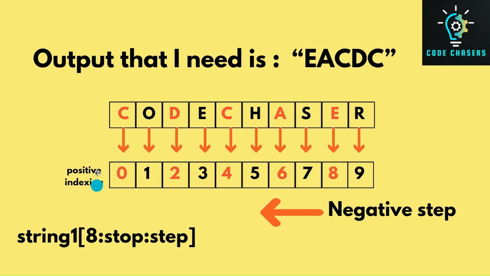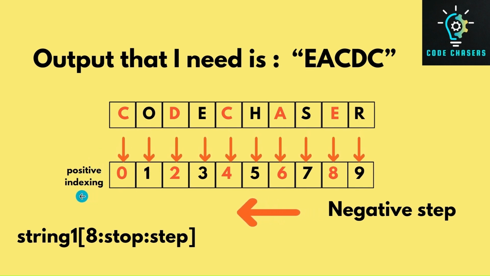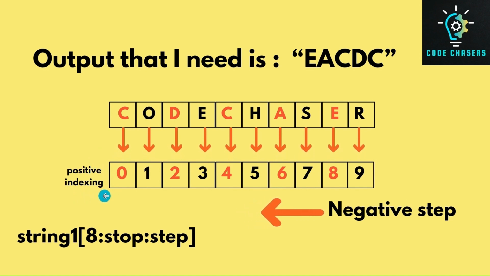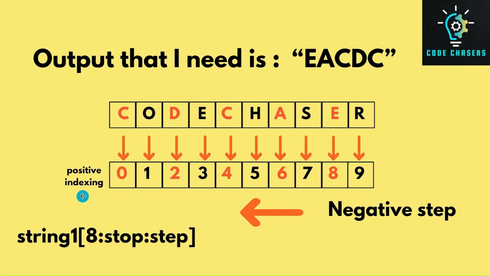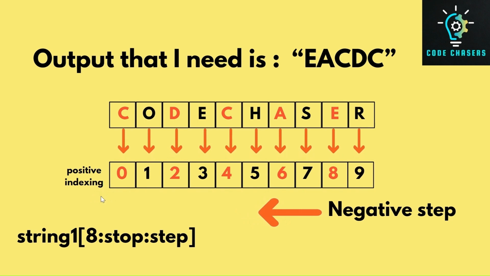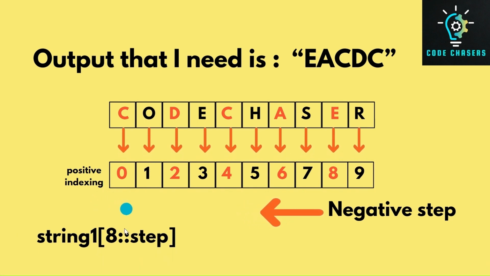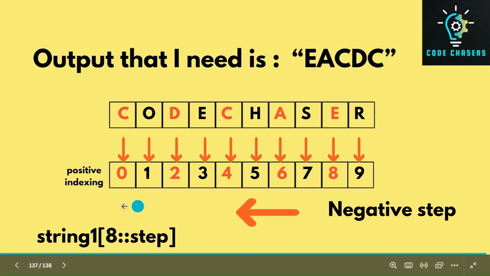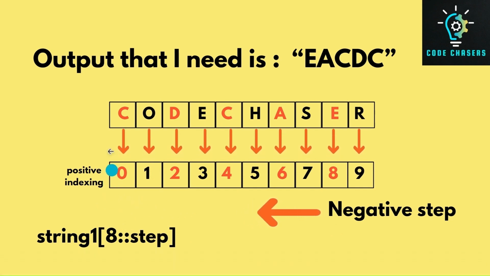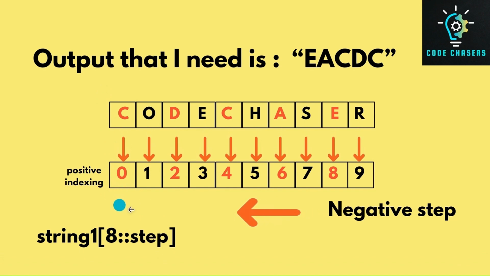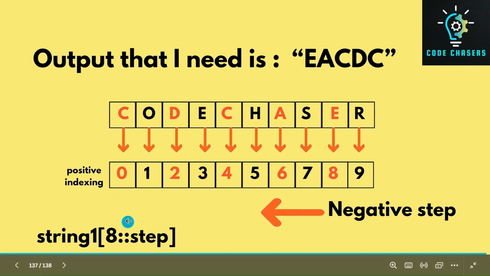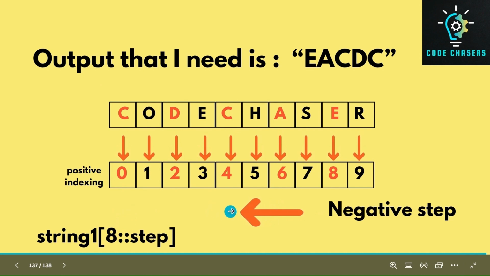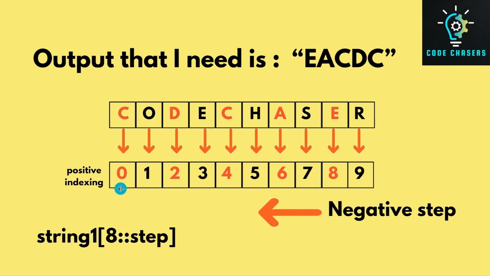But what is the index that I should give here? This is an interesting point, code chasers. Here in this situation, we have to give the stop parameter as nothing. Yes, you heard me correctly. For the Python interpreter to consider up to the very first character, that is index number 0, we have to give the stop parameter as nothing. If we give nothing, the Python interpreter will consider up to index number 0.